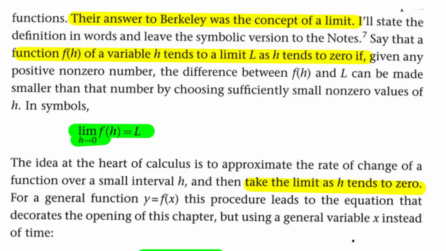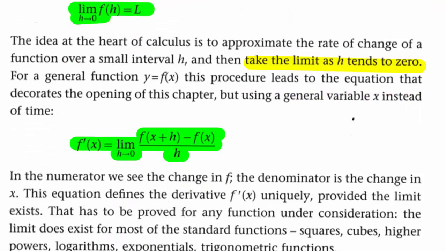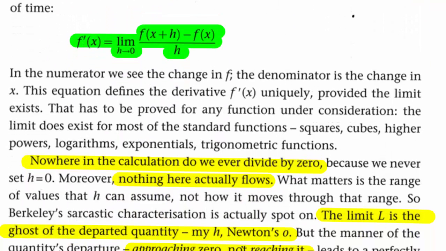So Newton and Leibniz's answer to Berkeley was the concept of a limit, and that this function or variable h or ohm or dx tends to a limit L as h tends to zero. So that's where we get this notation here, that the limit of the function of h, as h tends to zero, we get it to this limit L. We take the limit as h tends to zero. And that's where we get this idea here.